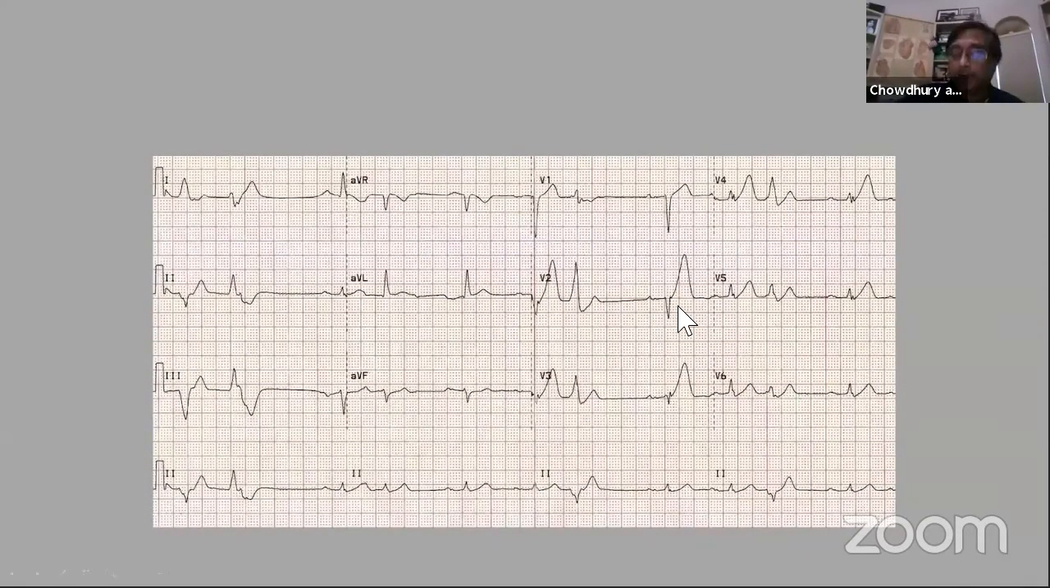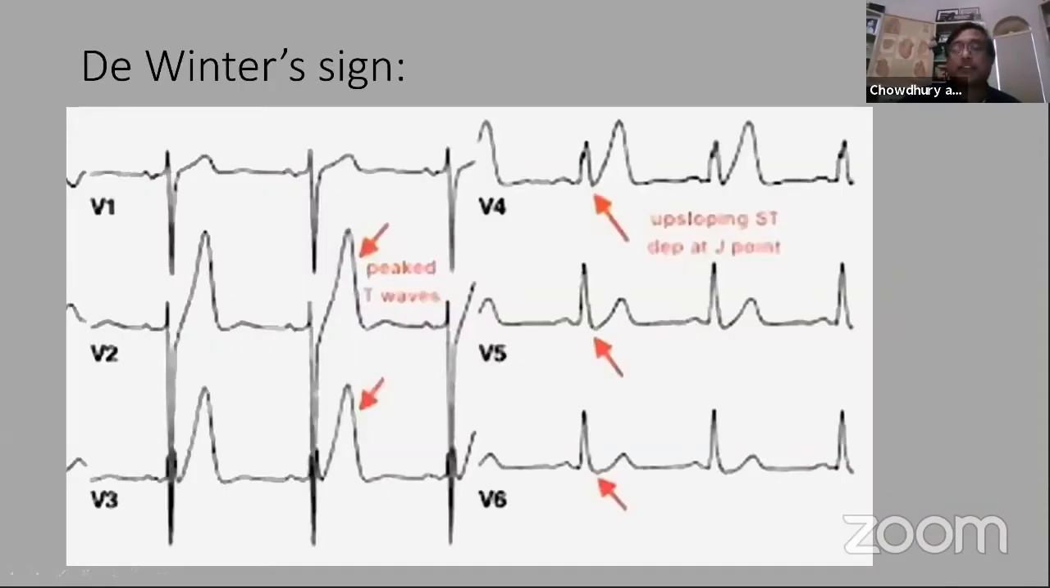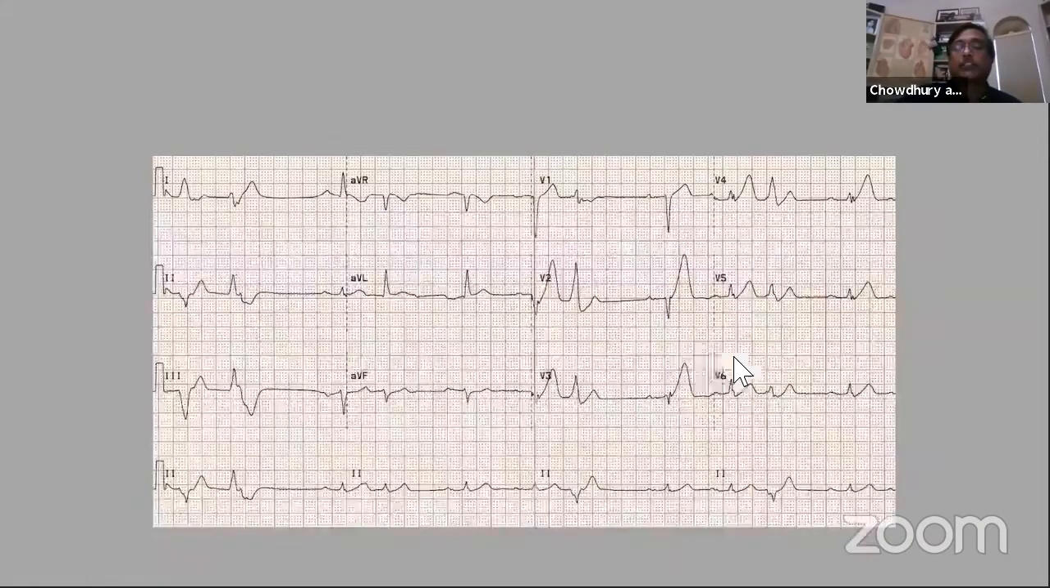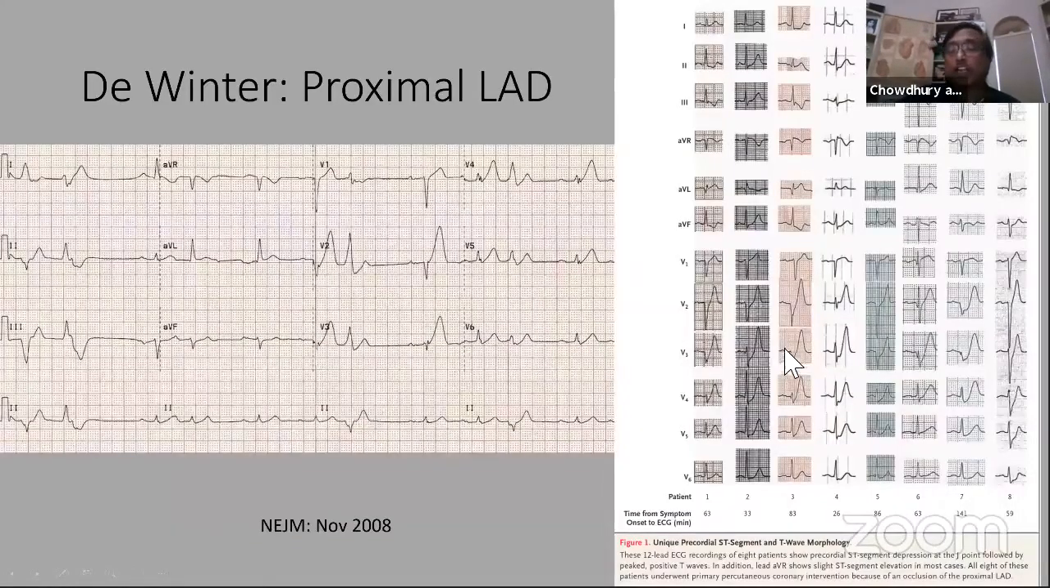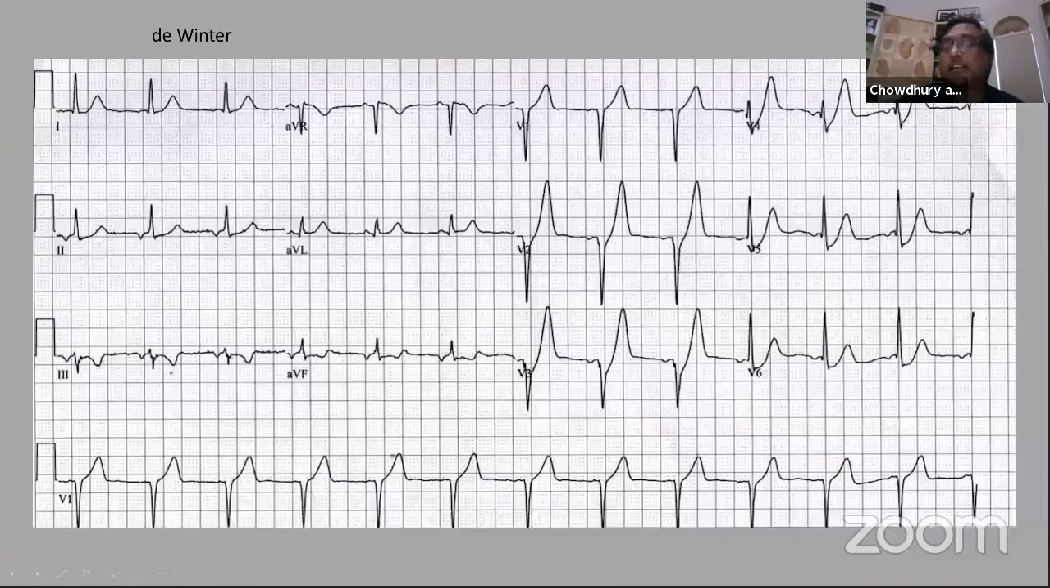Look at this pattern. I'm giving you several examples of this, that hyperacute T and then patient coming with this. This is the original paper of Dr. de Winter in New England Journal 2008. There are different ways he described this T wave, but you need to recognize that the patient can present. But the bottom line, the message is clear.